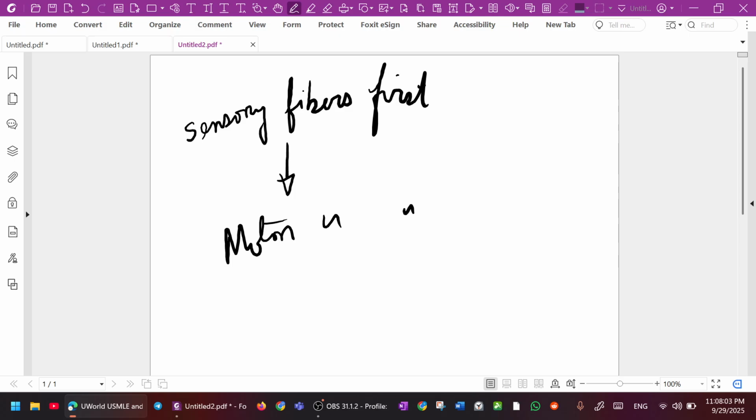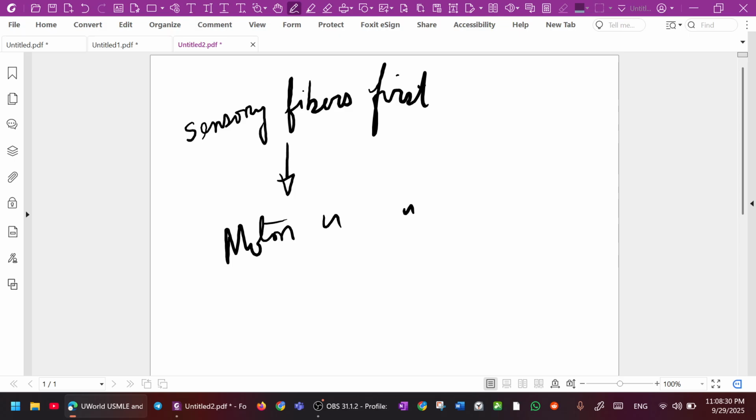Clinical presentation. If we look at the clinical presentation, CTS is hallmarked by pain and paresthesia, tingling, burning, numbness in the median nerve sensory distribution in the first three digits and the radial half of the fourth digit.